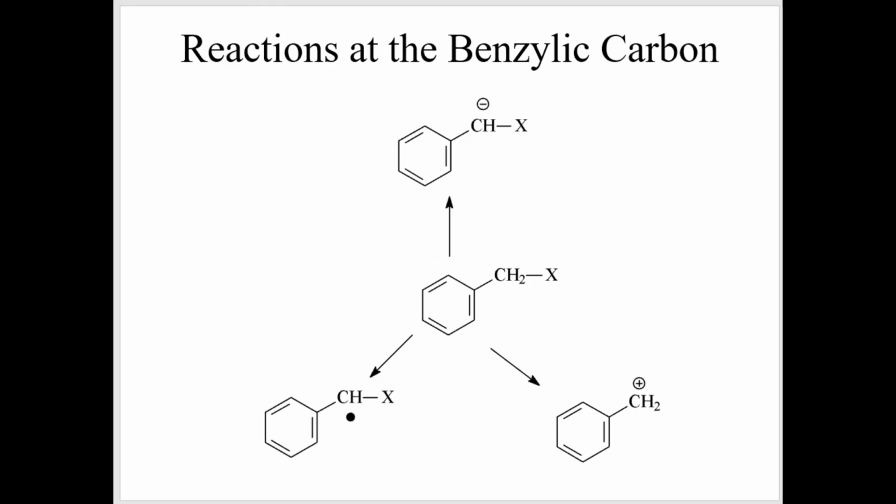Now, looking at the side chains, the alkyl groups that are attached to the benzene ring, let's talk about what kinds of reactions we can do there. This carbon that's attached to the benzene ring is called the benzylic carbon. It's benzylic because it's analogous to the allylic carbon, where the carbon is attached to a double bond. In this case, it's attached to the benzene ring. So it's benzylic, and that's a special position.